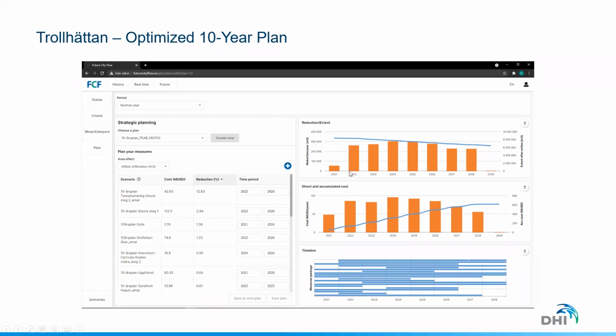The user can then decide to go with the suggested plan or change the conditions to accommodate other priorities. They can even do that on the fly while discussing the plan with, for example, the regulators.